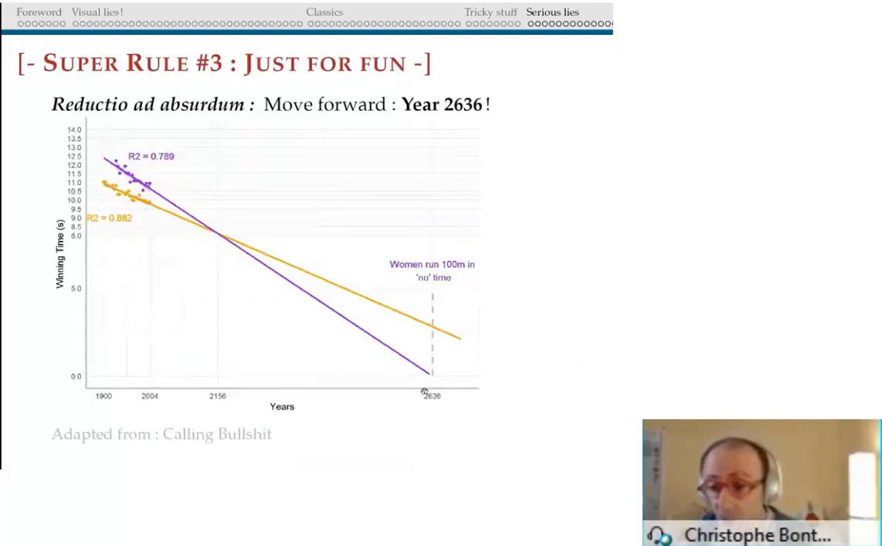Imagine that, not even a second. In 0 seconds, they will run the 100 meters. So of course, all of that is for fun. I will conclude by telling you that sometimes we have to lie for a good reason.